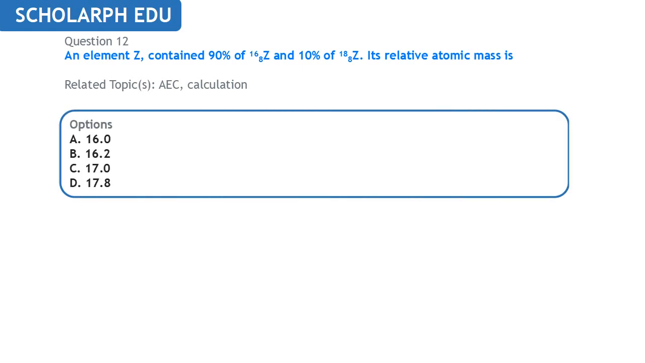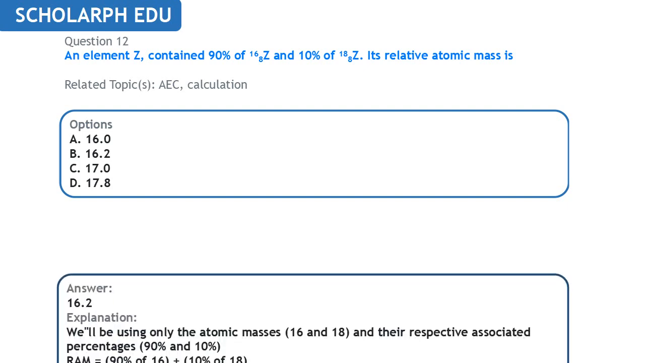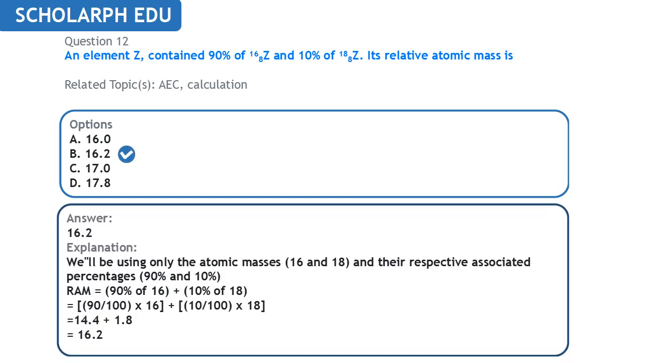An element Z contains 90% of this isotope with mass 16 and 10% of this one. Its relative atomic mass is? To get the relative atomic mass, you can see that here the atomic number is the same. That's because this element has isotopes. Isotopes have the same atomic number, which is this subscript here, but they have different atomic masses. So how do we now find the relative atomic mass?